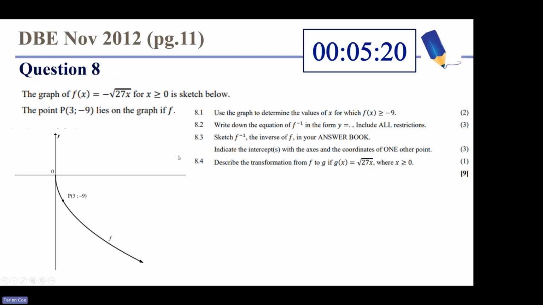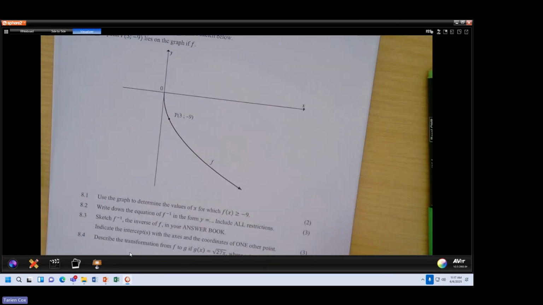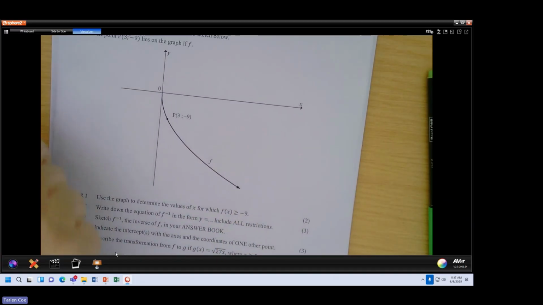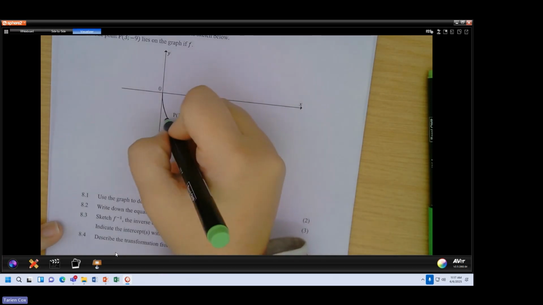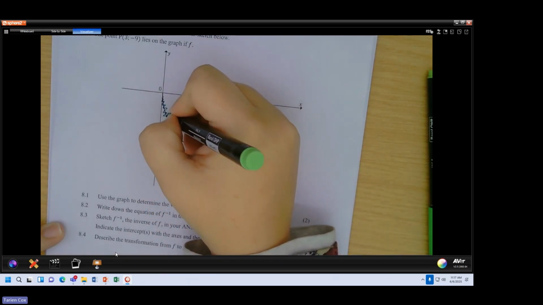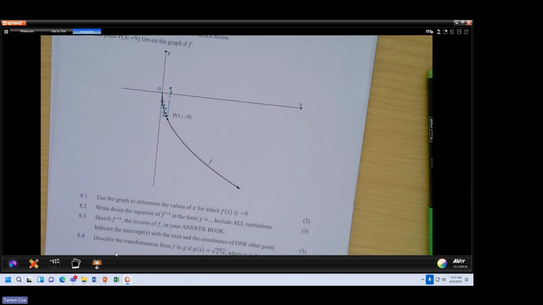Right, I'm going to stop it here so that we still have time to just quickly answer. If I look at the first question, they're asking you for which values of x is the y values greater than or equal to -9. That means I'm talking about this section here. So that will be between 0 and, we work it up, between 0 and 3.